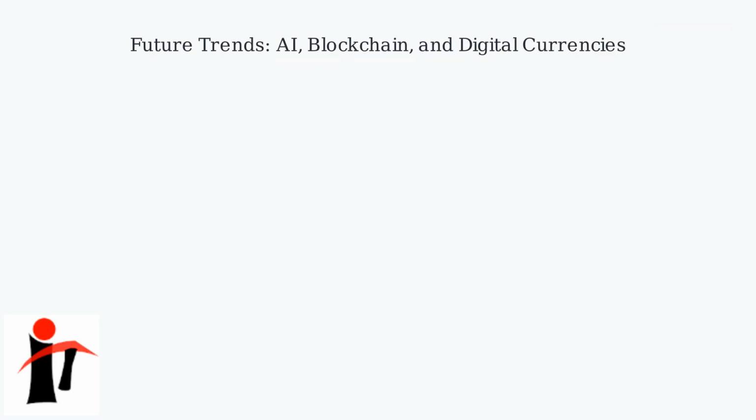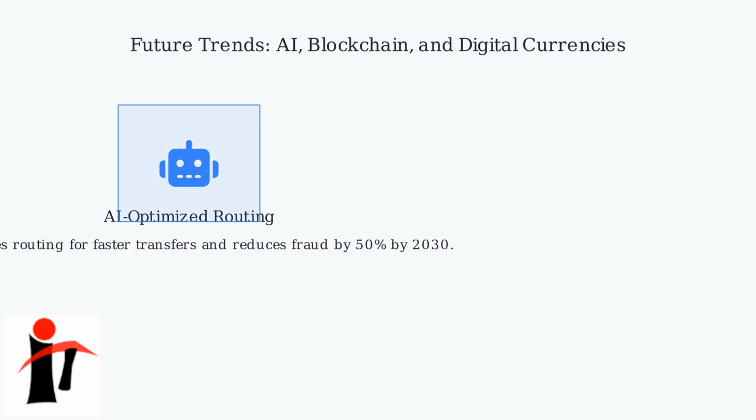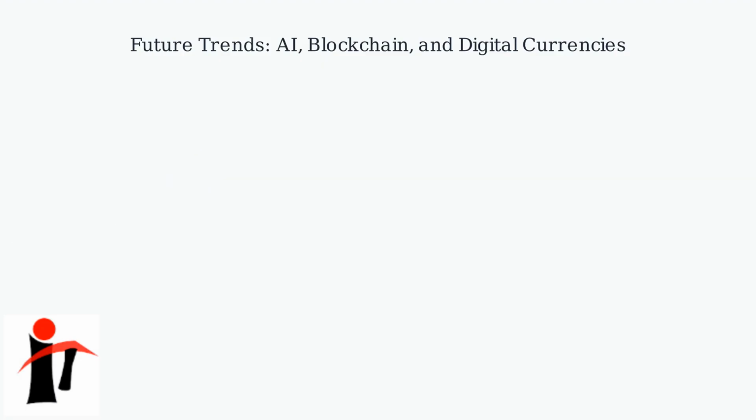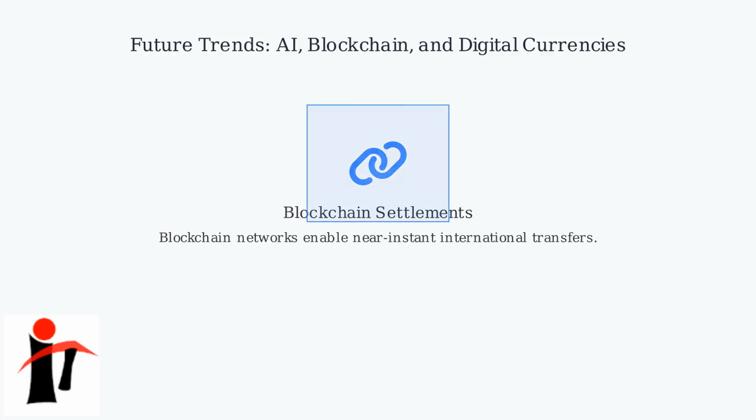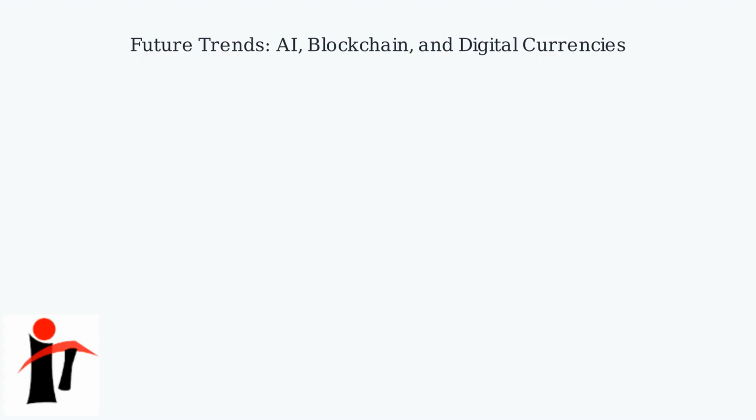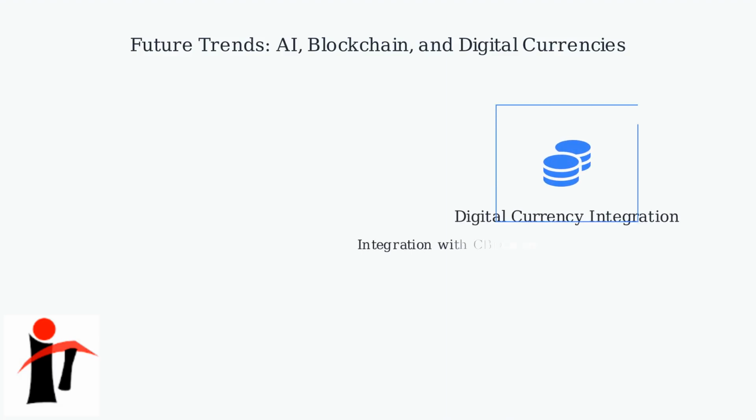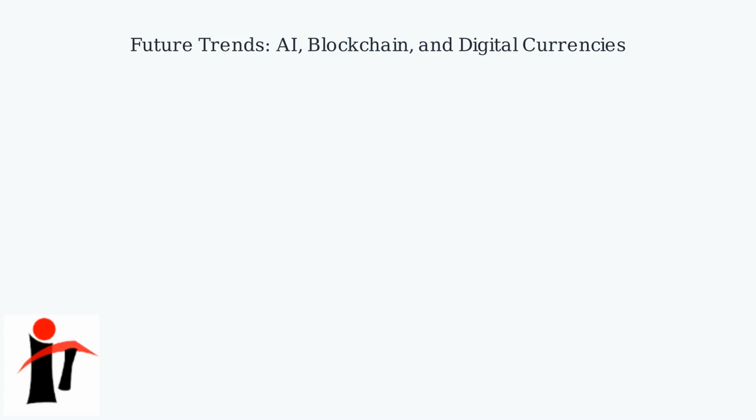The future of wire transfers at Wells Fargo includes advanced technologies that will make transactions faster, more secure, and more cost effective. Artificial intelligence will optimize routing for predictive transfers, potentially reducing fraud by 50% by 2030, while speeding up processing times. Blockchain based settlement networks, through partnerships like those with Stellar, will enable near instant international transfers, cutting down delays significantly. By 2030, integration with central bank digital currencies could reduce fees by 25% and streamline cross border payments through competitive fintech competition.